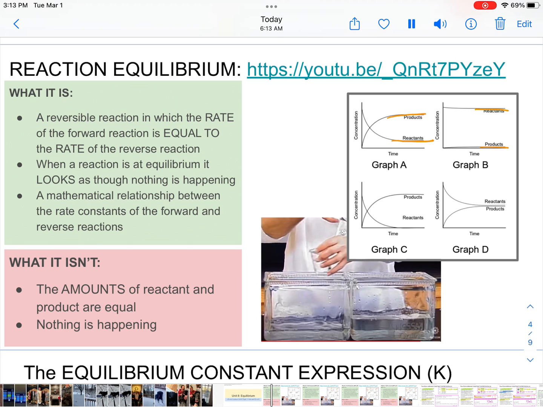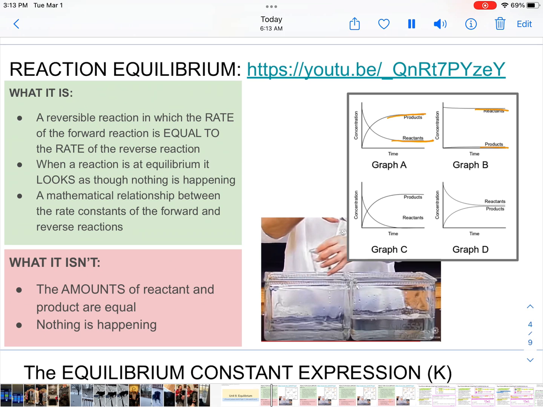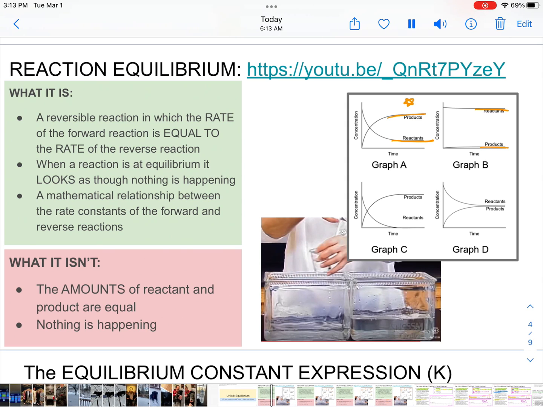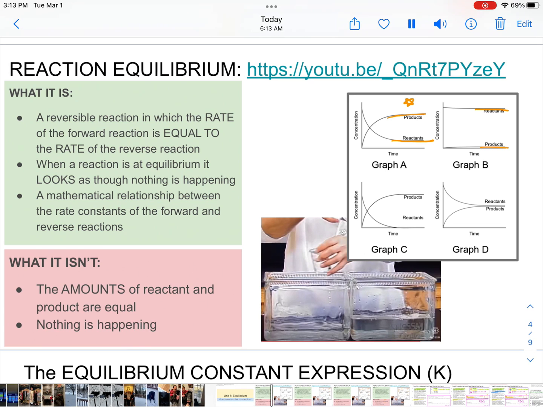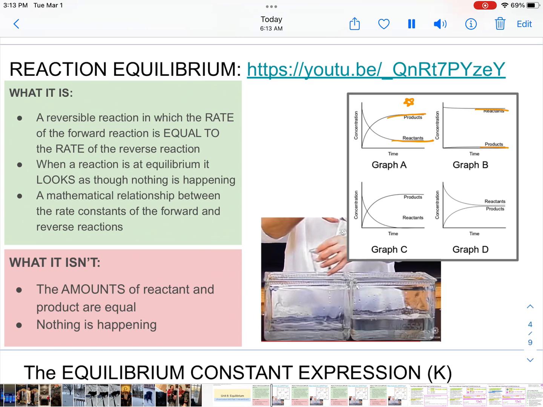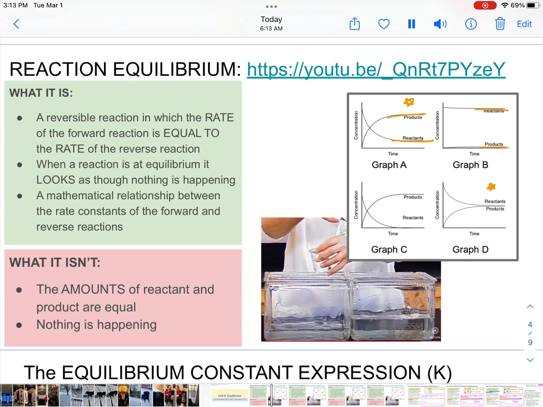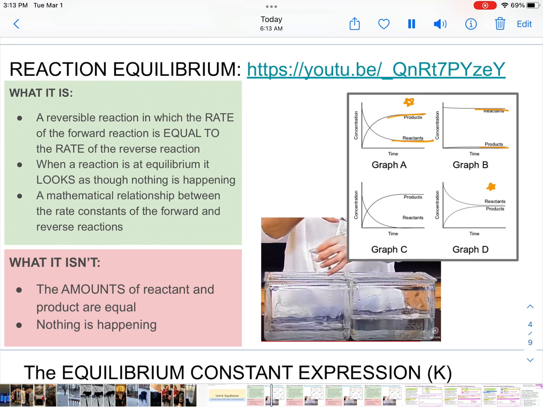There are lots of different ways to look at this, but pay attention to the idea that in this first graph, at equilibrium, there are more products than reactants. So we would say this is a product-favored reaction. In this last graph, they're almost equal, but not quite. There are more reactants than products. In the top graph, graph B, there are a lot more reactants than products.